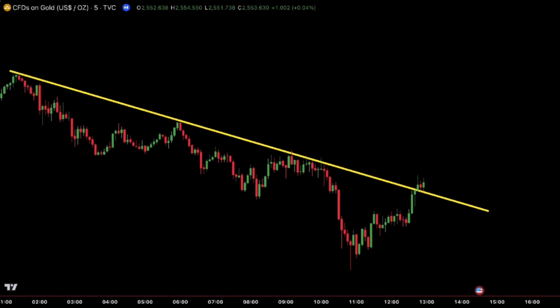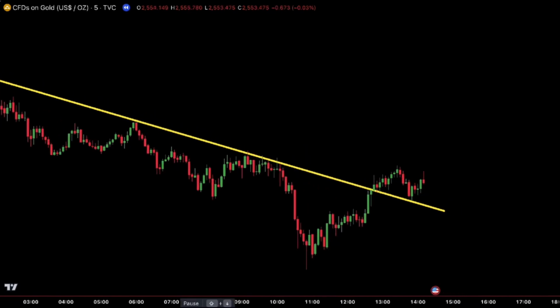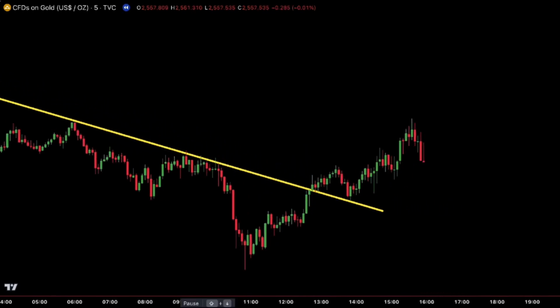Now, let's consider another example. Here, the market is trending downwards, forming a clear trend line. Notice what happens: a breakout above the trend line. This breakout suggests that the market is likely to reverse or at least make a move upward. Identifying this breakout early helps us catch the new upward trend as it begins.